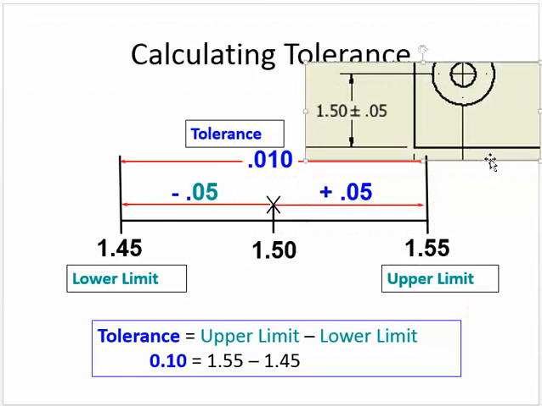Calculating tolerance. Again, this should be reviewed from yesterday. All this is adding the 0.05 one way, which gives us the positive or the upper limit, subtracting it gives us the lower limit, and when we subtract these two, that gives us the tolerance.